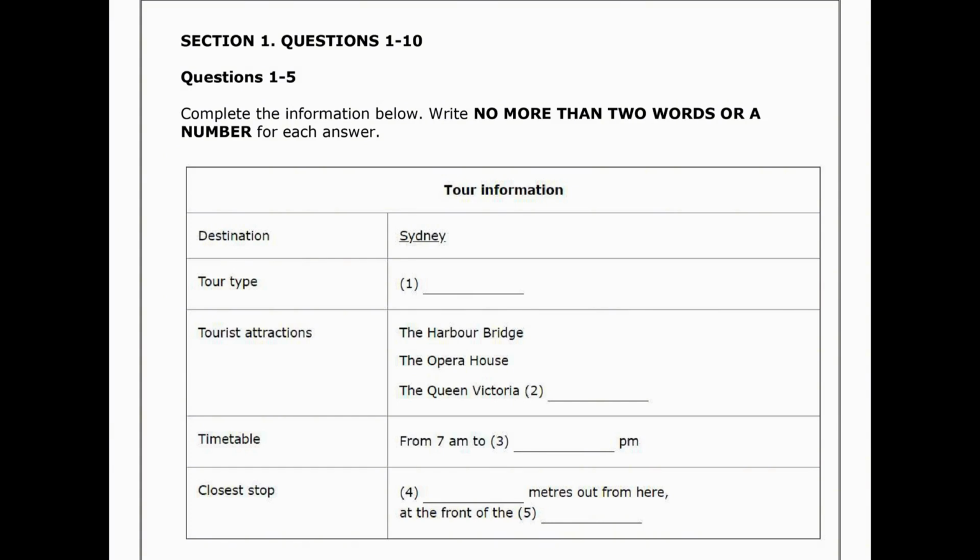Hello, Mr. Smith. How can I be of assistance today? Good morning. I would like to book a tour to Sydney. The man answers the question. Tour to Sydney, so the word Sydney has been written on the top of the form.